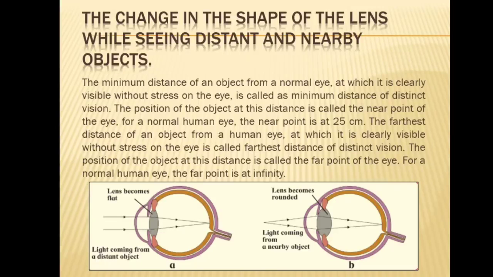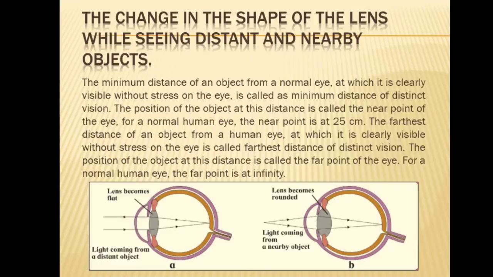The change in the shape of the lens while seeing distant and nearby objects. Look at the diagram over there, my dear children. Diagram A shows the visualization of a distant object. While visualizing the distant object, the lens becomes flat. Whereas in diagram B, while visualizing the object which is nearby, the lens becomes rounded.